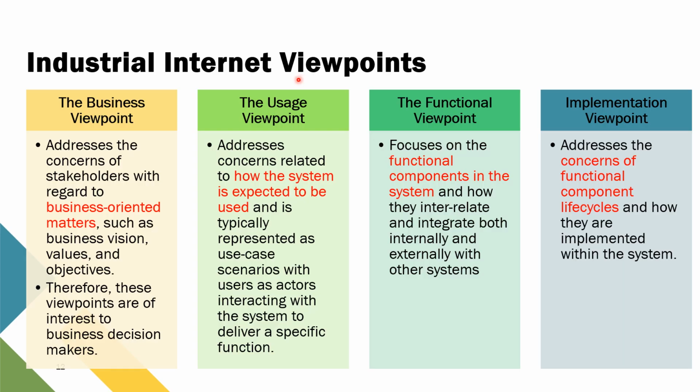Okay, now let us look into these industrial internet viewpoints one by one. So the first one is the business viewpoint. This business viewpoint will address the concerns of stakeholders with regard to business-oriented matters, which means people at the top of the business, your boss, the managing director, all the CEOs, such as business vision, values, and objectives. Therefore, this viewpoint is of interest to the business decision makers, like I mentioned, all the managing directors, the stakeholders in the business, the CEOs and COOs.